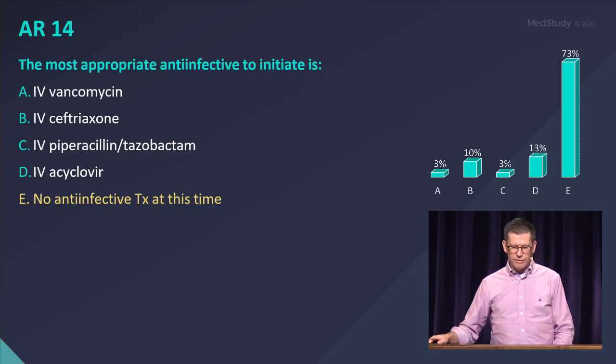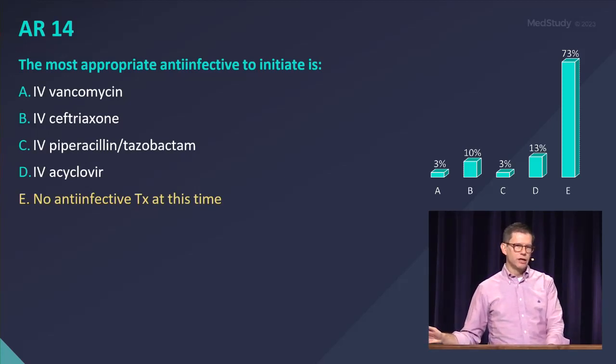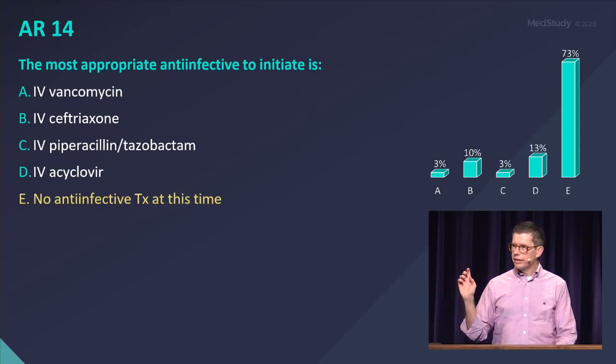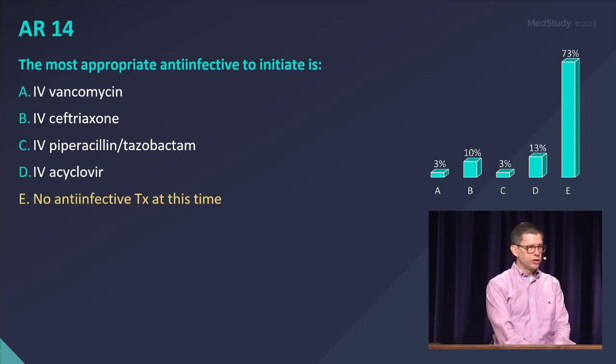IV Vanc and IV ceftriaxone, right? This kid does not have bacterial meningitis, right? So the white count was normal, the glucose was normal, the protein was too, so this kid does not have bacterial meningitis, right? Just remember, this kid was not pre-treated, right?